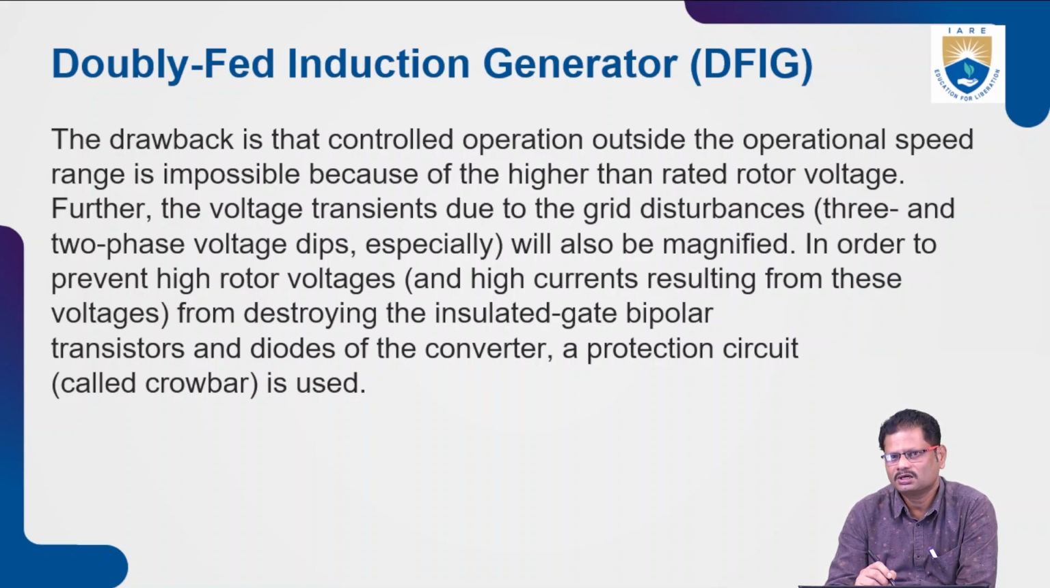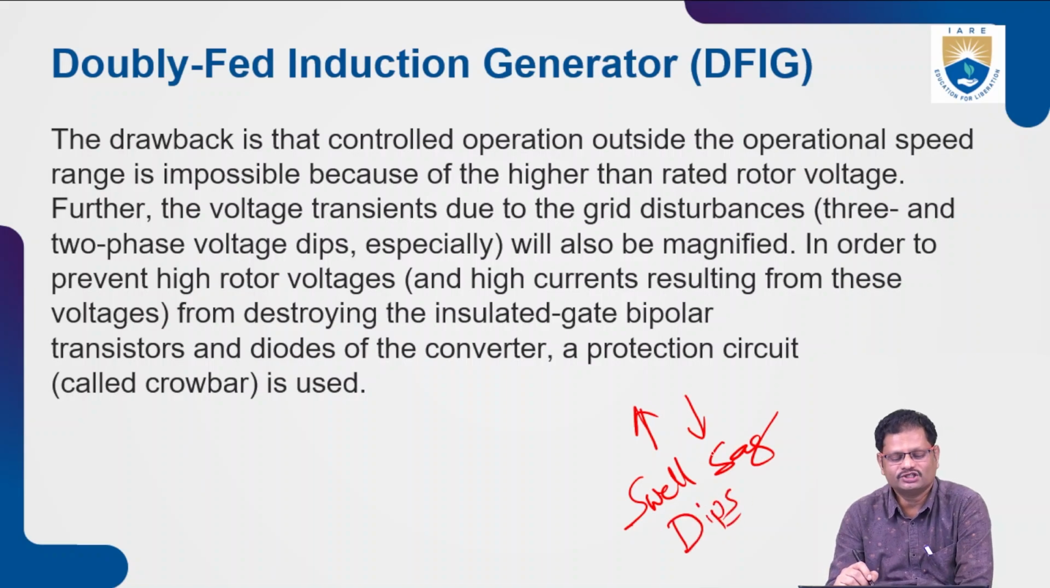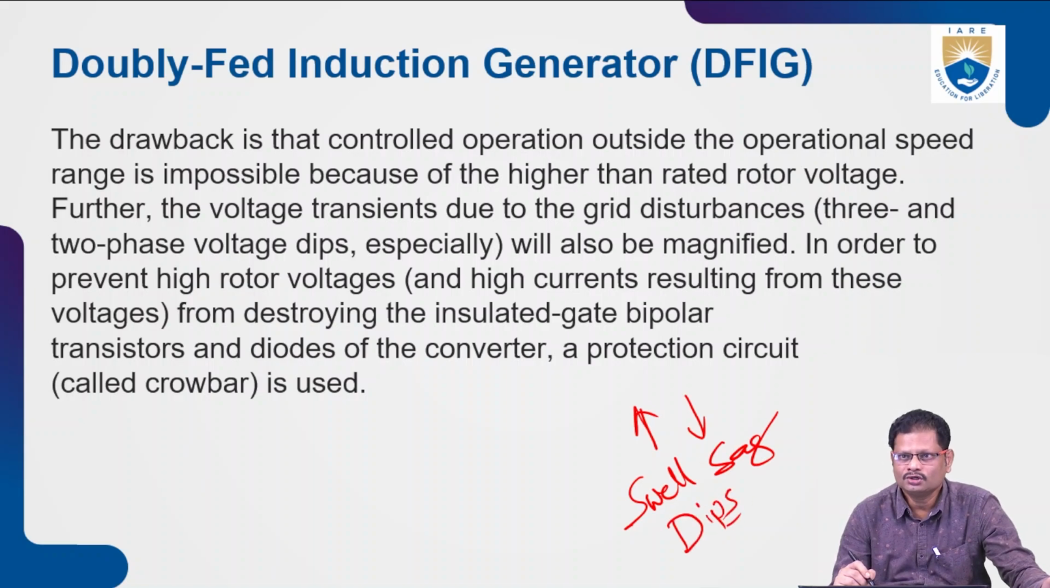So the voltage transients due to grid disturbances. Here disturbances means there may be a voltage rise or voltage drop, swell or sag, and these are also called voltage dips. So in case of three and two phase voltage dips, voltage transients will also be increased.